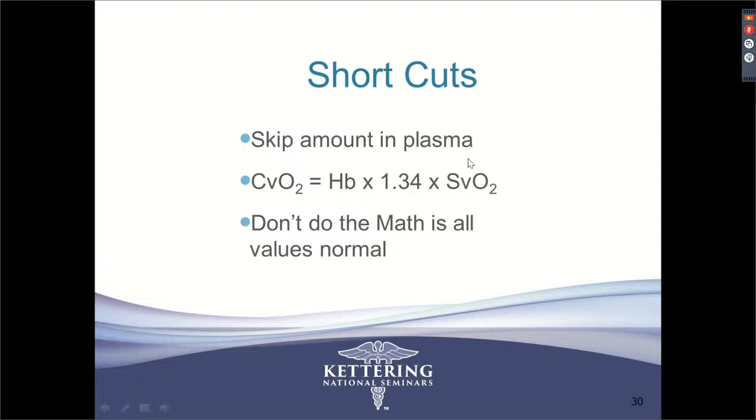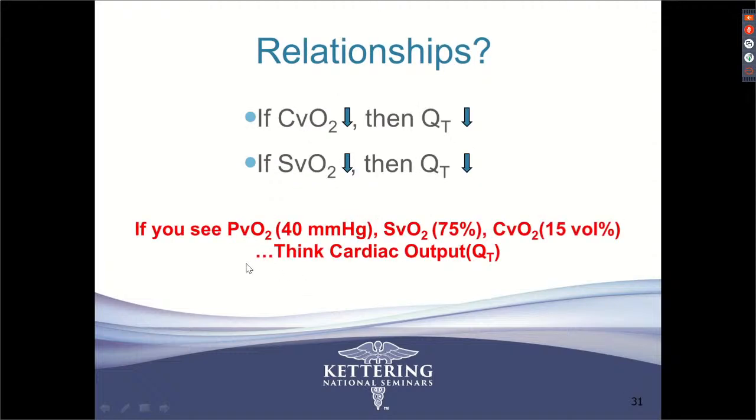The shortcuts are basically the same. You could skip the amount in the plasma, so the CvO2 is equal to the hemoglobin times 1.34 times the SvO2. But you could also do the second shortcut, which is don't do the math. You have to know what the normal values are for PvO2, SvO2, and CvO2. You may want to take a picture of this slide because it has all those normals for you. If I have all these normal values, then my CvO2 is going to be normal.